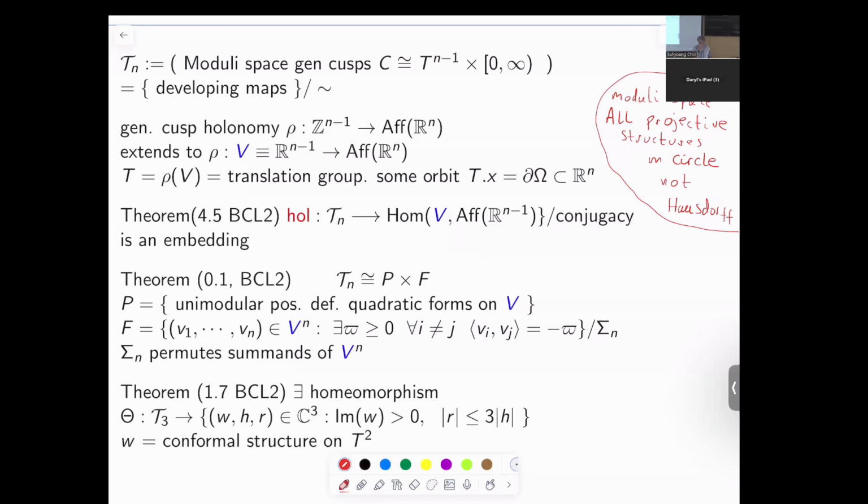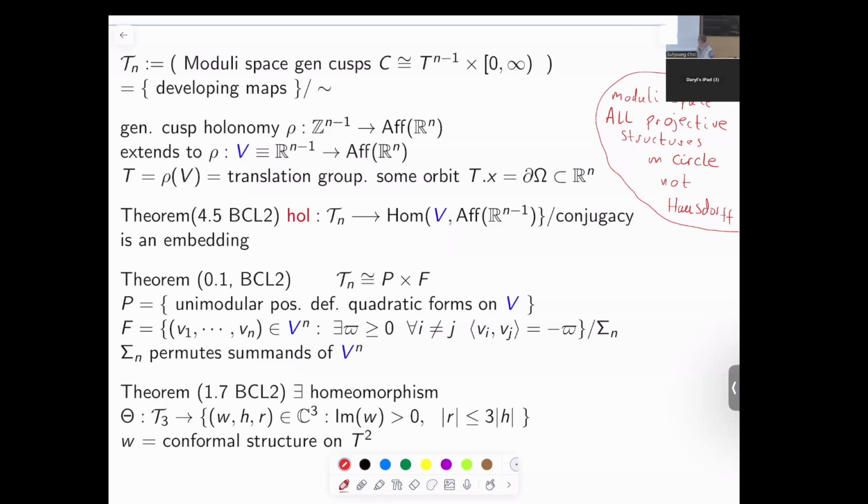It's a group of affine maps whose dimension is 1 less than the dimension of the affine space you're working in. And if you take the orbit of a point, you get a strictly convex hypersurface in affine space. And that strictly convex hypersurface is the boundary of a domain omega.